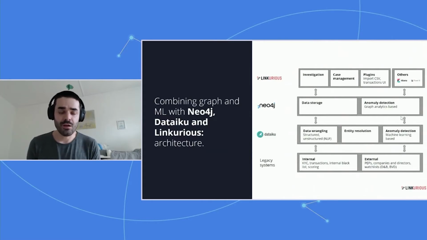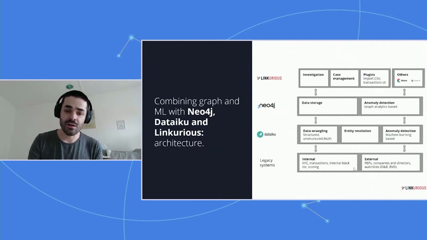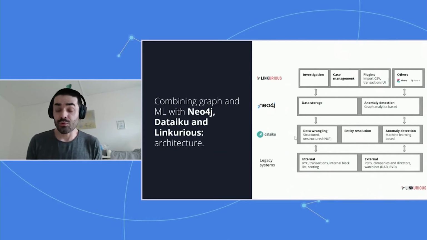So here is what it looks like from an architecture perspective. You have data stored in legacy systems. It flows to Dataiku, where it is enriched, fused, and also enriched via machine learning scoring. Then this data can be used to create a graph stored in Neo4j, where Neo4j can help with the storage, but also help with running graph analytics. And finally, all of that is made available to end users, fraud analysts typically, via the Linkurious Enterprise UI, where anti-fraud teams can work on cases, but also conduct investigations. So that's the architecture of this solution.